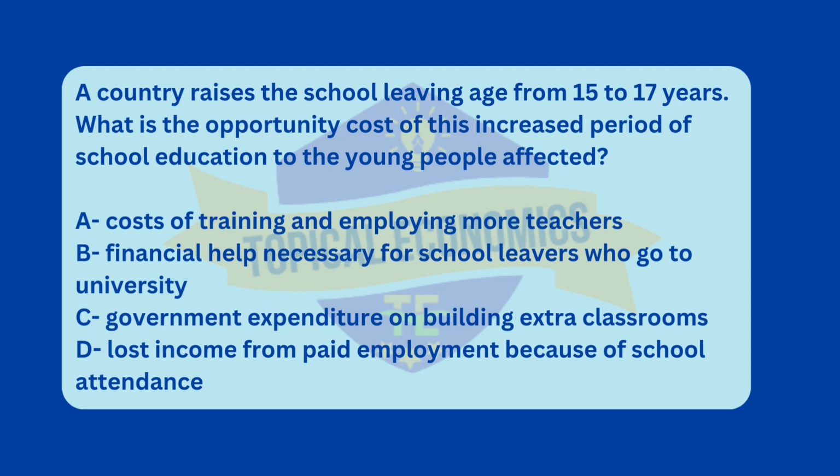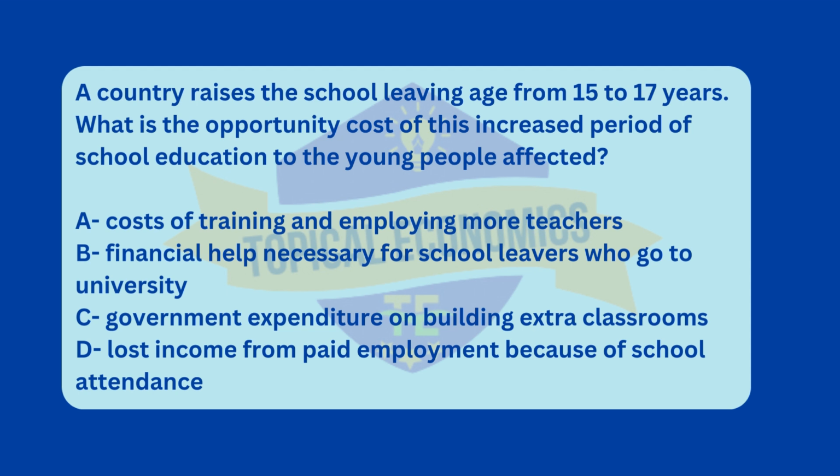This lost income is the opportunity cost of the increased schooling. Analyzing the other options. Option A, costs of training and employing more teachers, is incorrect, because this refers to the cost incurred by the government to implement the policy, i.e., hiring more teachers, not the opportunity cost to the students. The opportunity cost focuses on what is foregone by the students, not the costs to the government.